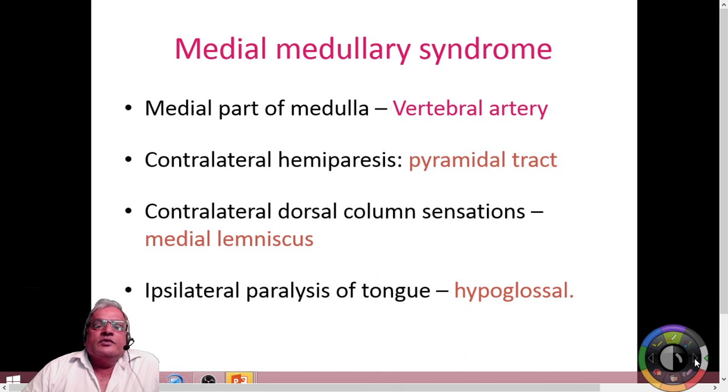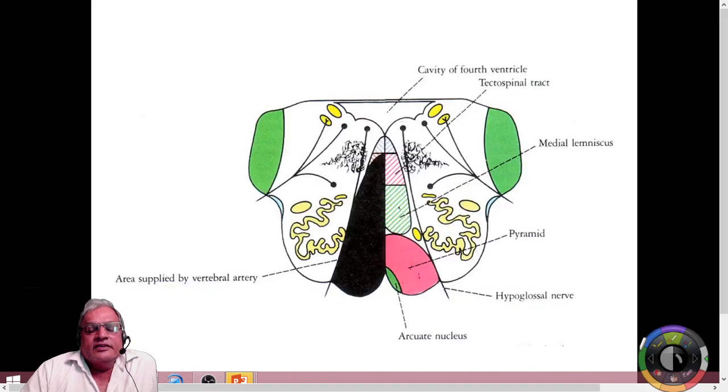So let's see the consequences of this particular problem. So this is what's called the medial medullary syndrome. Because the medial part of the medulla is supplied by the vertebral artery. So something goes wrong with your vertebral artery, you get this particular condition. You get contralateral hemiparesis because one side of your body is paralyzed because your pyramidal tract is gone.